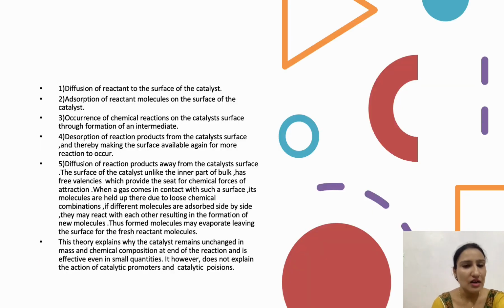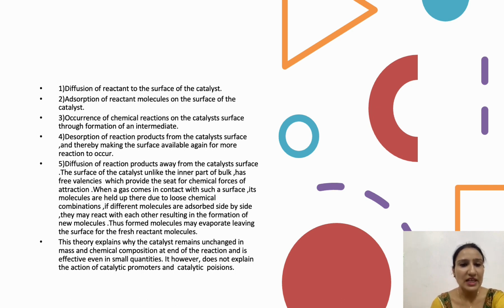The steps are: the first step is diffusion of reactant to the surface of a catalyst. Second step is adsorption of reactant molecules on the surface of a catalyst. Third is occurrence of chemical reaction on the catalyst surface through formation of an intermediate. Fourth is desorption of reaction product from the catalyst surface, thereby making the surface available again for more reaction to occur. Fifth is diffusion of reaction product away from the catalyst surface.